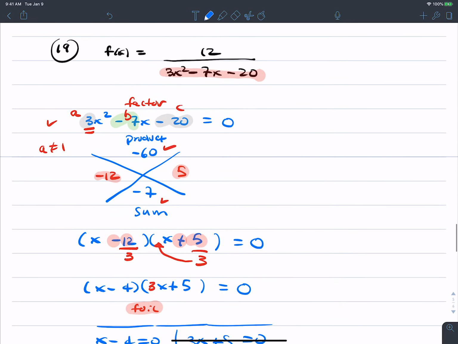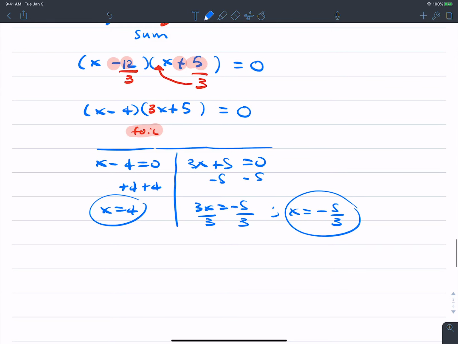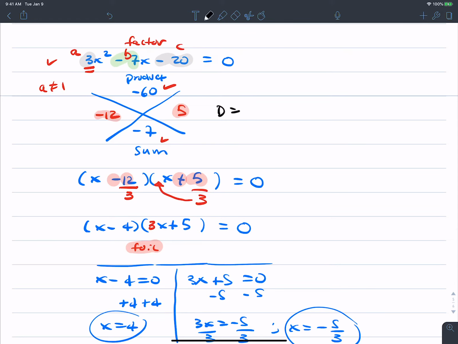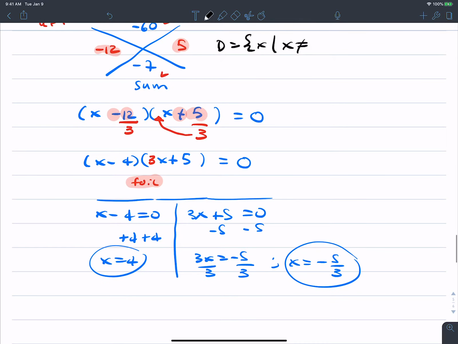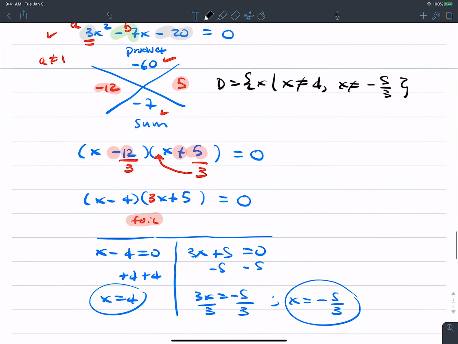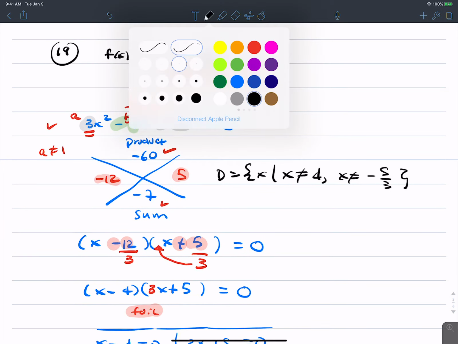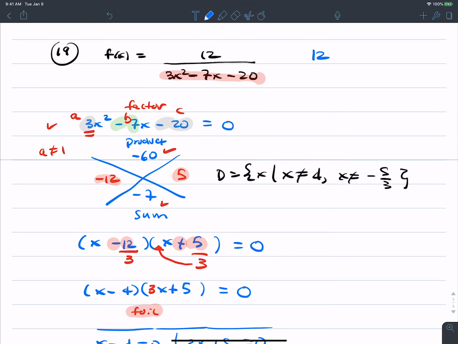So our final answer here is going to be, as a domain, the set of all real numbers x such that x cannot be 4, or x cannot be negative 5/3. And this is why we solve these quadratics for x, because this gives us the location of our rocks. These values of x will give us 12 over 0, which again is undefined. So this is how we handle 19.